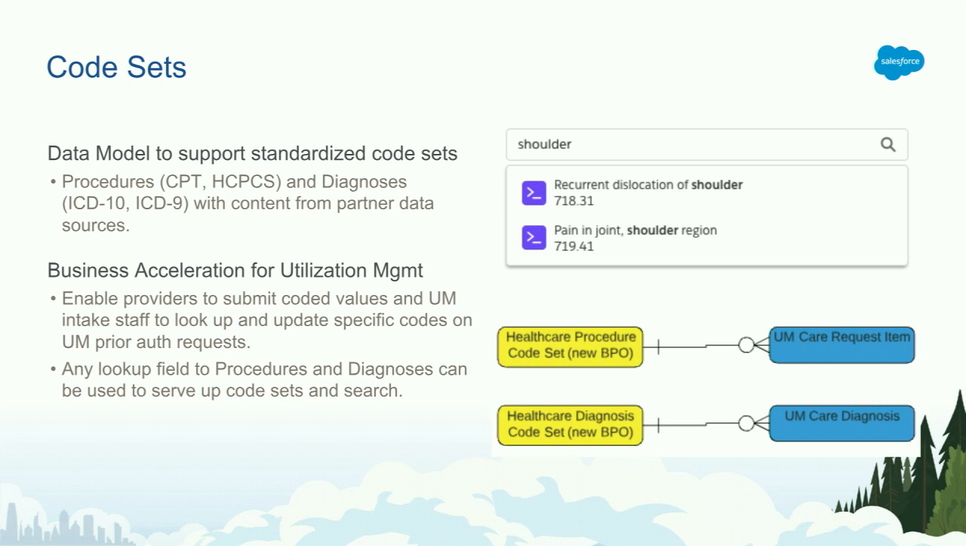So perhaps you are creating a prior authorization request. You need to have discrete codes, procedures, and diagnoses stored in that request in order for it to be processed correctly. So now with the code sets capability, you can store that information discretely right within Health Cloud. And with that, I'm going to turn it back to Patrick to talk about another cool new feature.